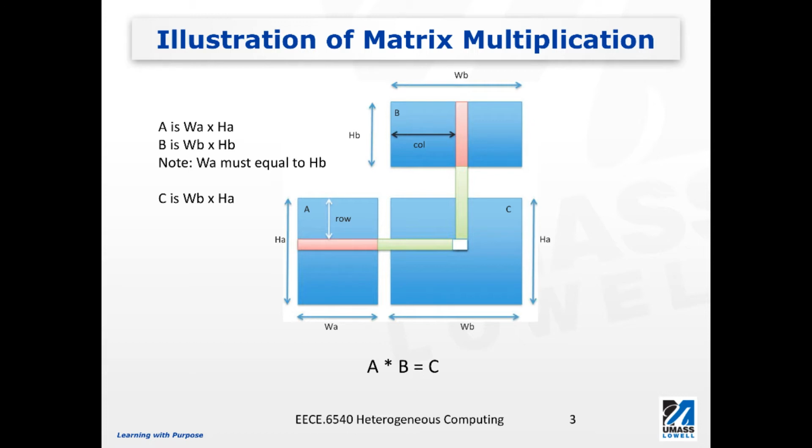There's a requirement here, which is that the number of columns of A has to be equal to the number of rows of B. This is because matrix multiplication is defined such that each resulting element in the matrix C is the dot product of a row vector of A with a column vector of B. We'll show you the exact calculation in the next slide.